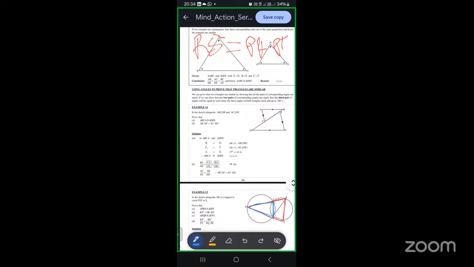Yes, sir. Oh, yes, ma'am. You're more than welcome to give it a try. I'd love that. Okay. So angle P is equal to angle P because it's common.